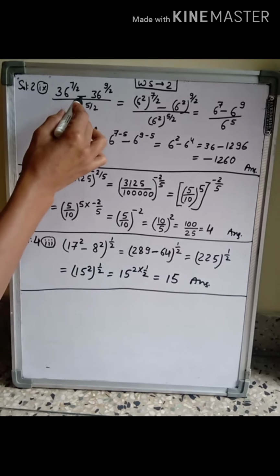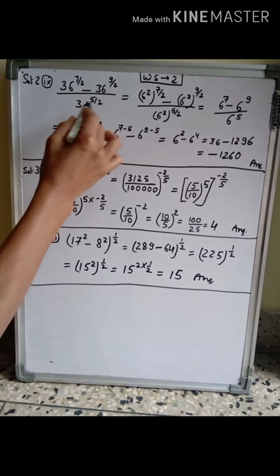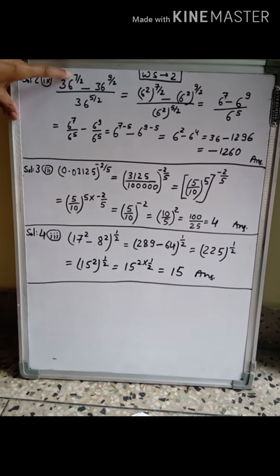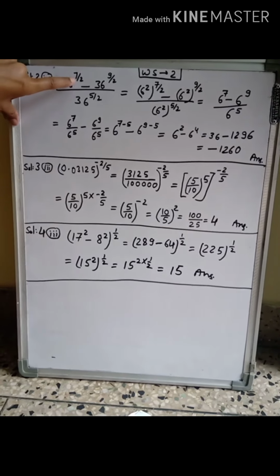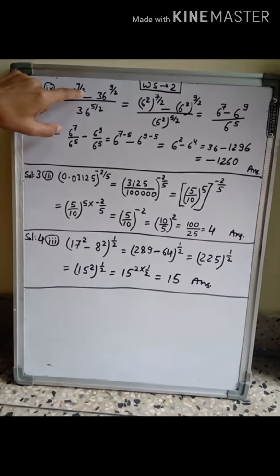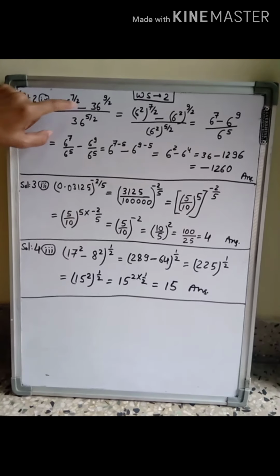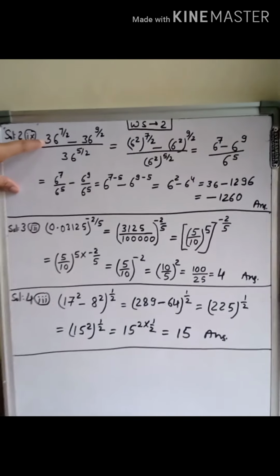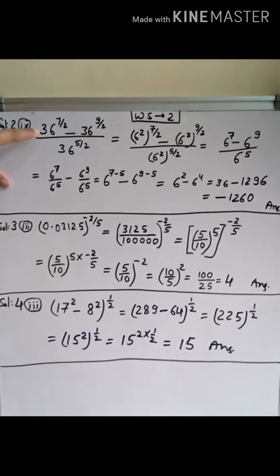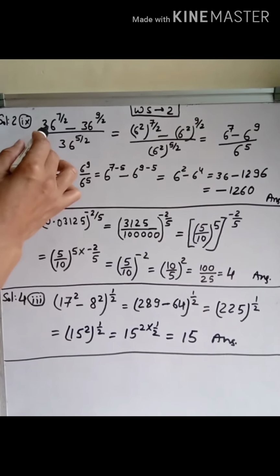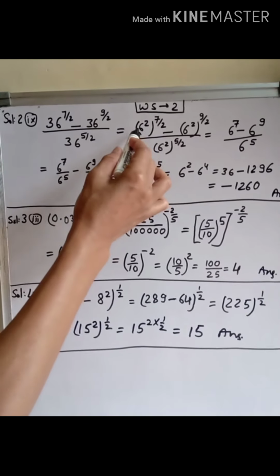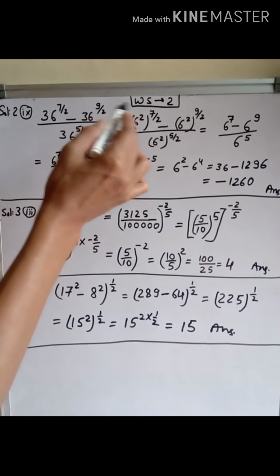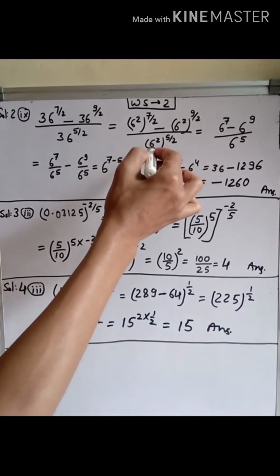36 to the power 7 upon 2 minus 36 to the power 9 upon 2, upon 36 to the power 5 upon 2. As I told earlier, whenever the power is a fraction, and the denominator of this fraction is 2, it is definitely possible to convert the base into power 2 form. This 36 can be written as 6 square. So 6 square into 7 upon 2. All the places instead of 36 we will write 6 square.